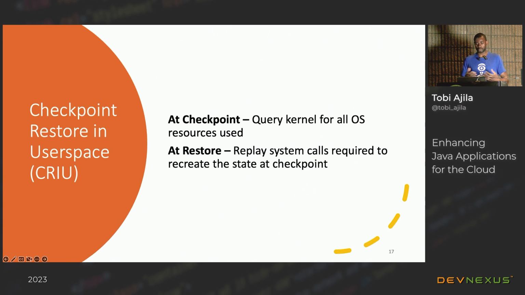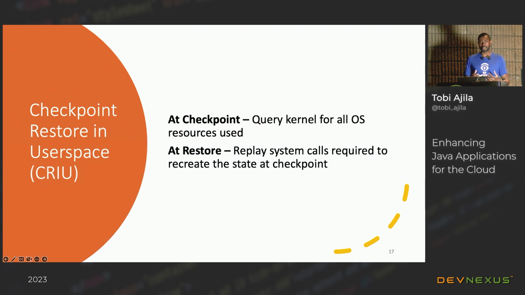So when you run an application, it makes use of system resources, like files, memory, C groups, maybe namespaces. At checkpoint time, CRIU queries the kernel for all the OS resources that the application is using in order to determine the state of the application. So, all the memory pages, file handles, etc. And then it uses a system call like ptrace to observe the application and take control of execution. And then once it's gathered all the information, it writes it out to a file.